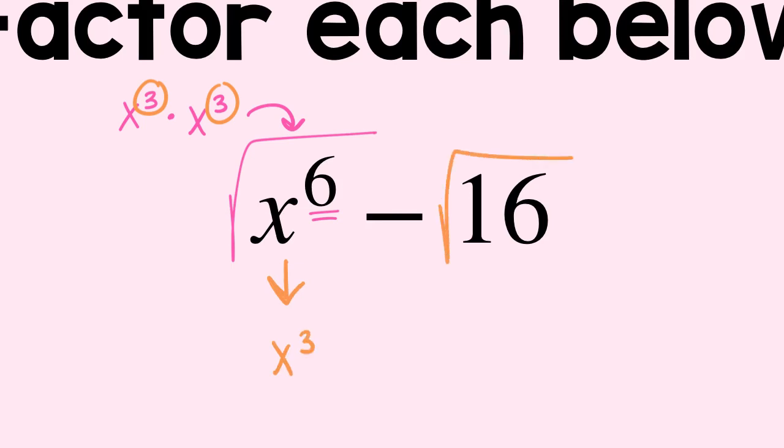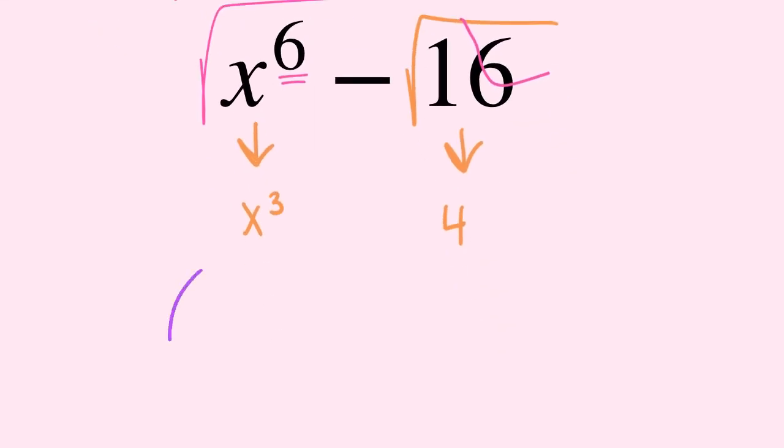And then the square root of 16 is 4. So those are our two factors, x to the 3rd and 4. So when we go ahead and fill them in, we would have x to the 3rd plus 4 and x to the 3rd minus 4.